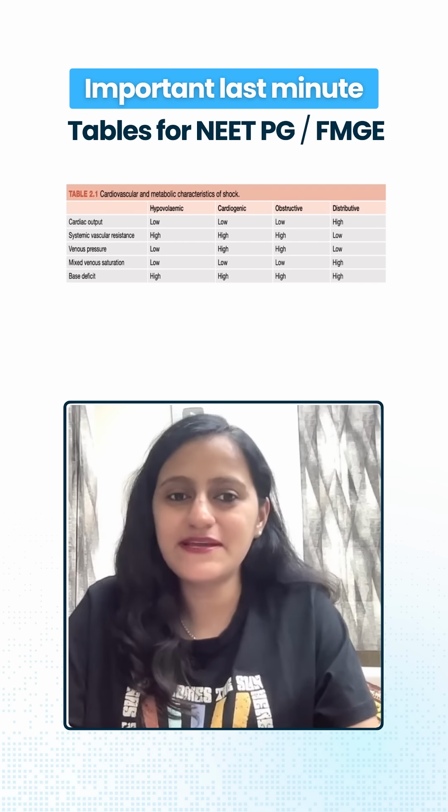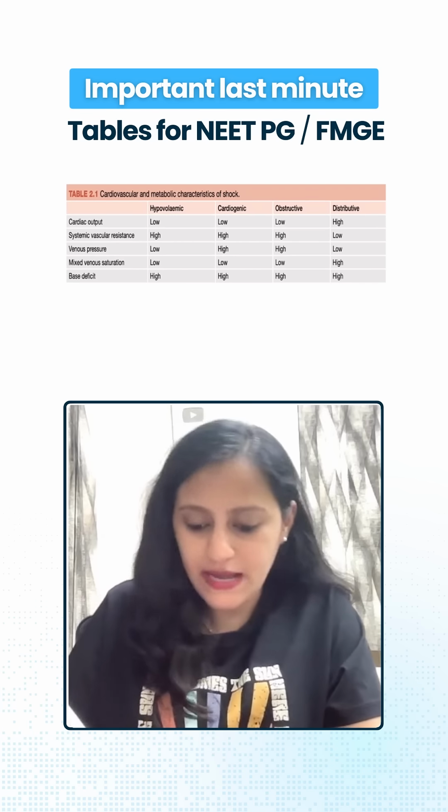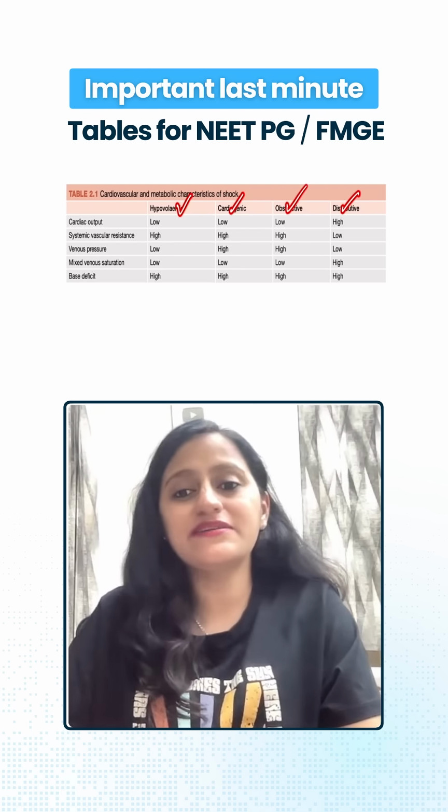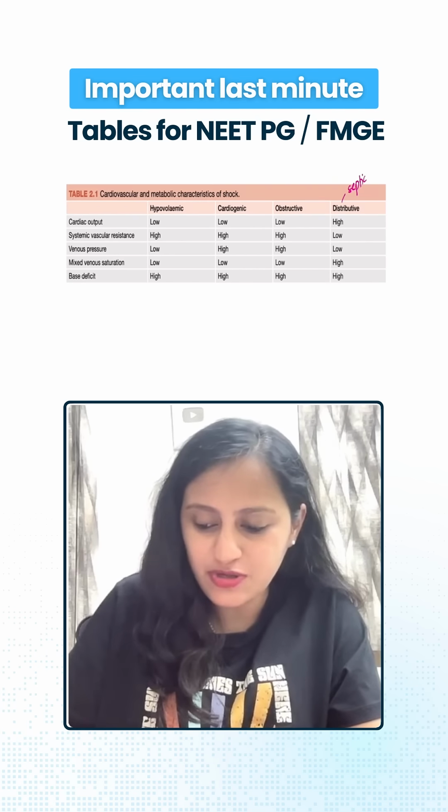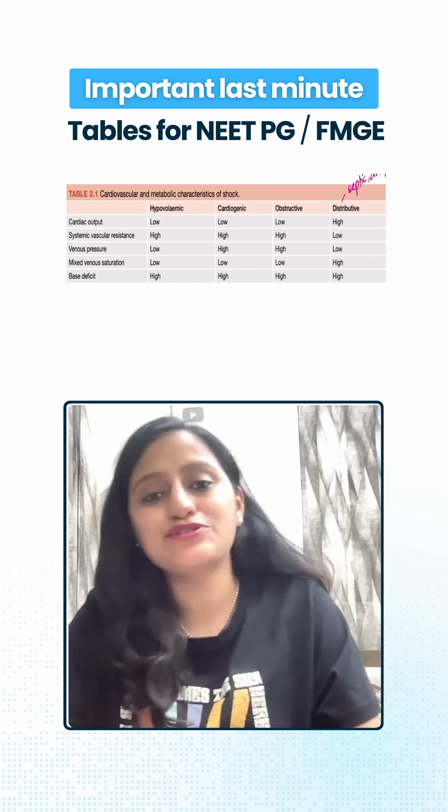In this quick video we are going to learn the tricks to remember the various parameters and changes in various types of shock. So we have hypovolemic shock, cardiogenic shock, obstructive and distributive shock. In distributive shock, basically we have septic shock, anaphylactic shock and even neurogenic shock.